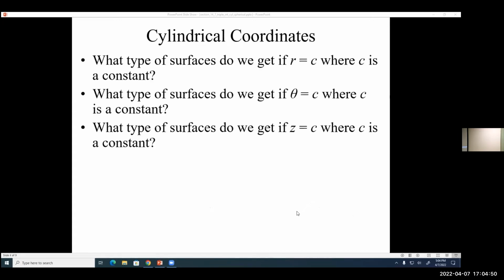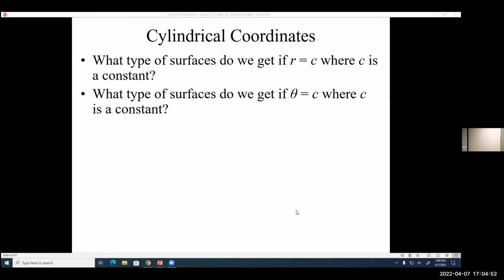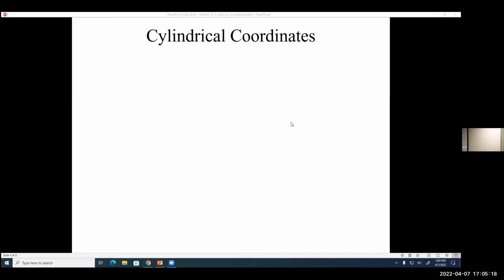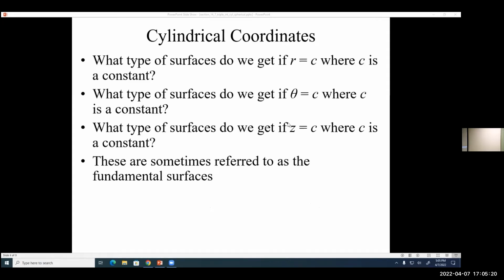Lastly, what if z is a constant? So z is our height above the xy plane. So if we set z to be a constant, we have what? A plane perpendicular to the z-axis, or parallel to the xy plane, right? So these are what we call our fundamental surfaces.